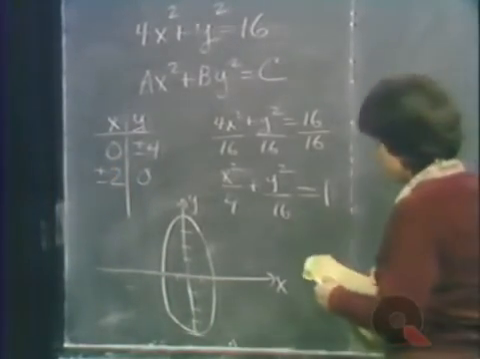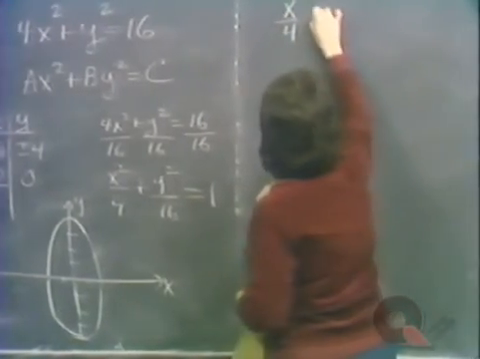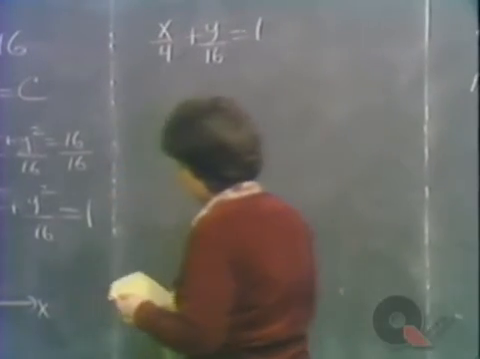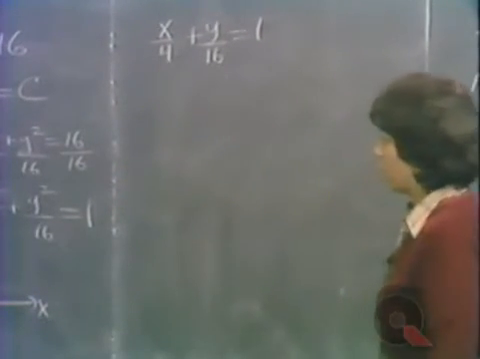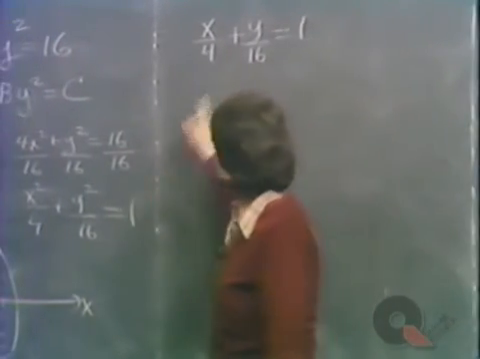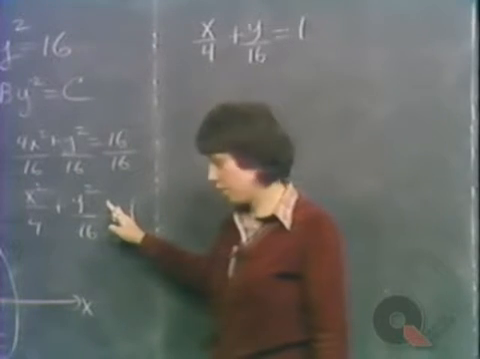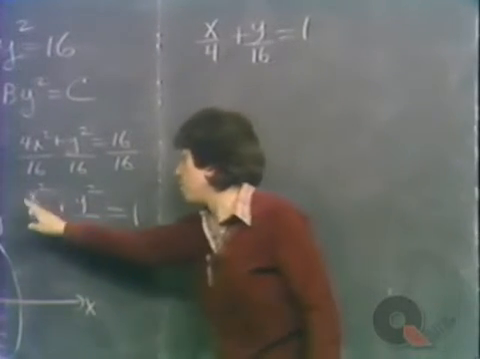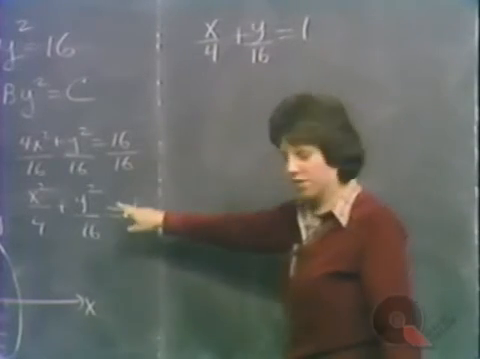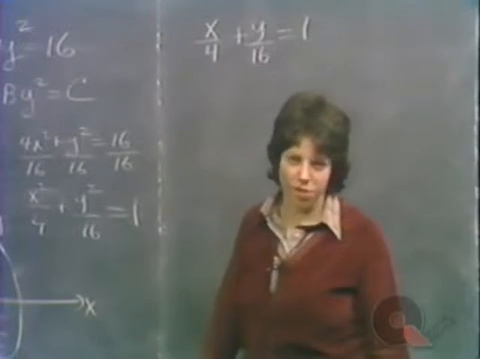Okay, suppose we had x over 4 plus y over 16 equals 1. And I don't want you to get confused. Don't confuse this form with what we have over here. Here we have x and y both squared, and the coefficients are different, and it's an ellipse. Here, although I'm trying to make it look like it's in this form, we really have just a straight line. Neither x nor y is squared.